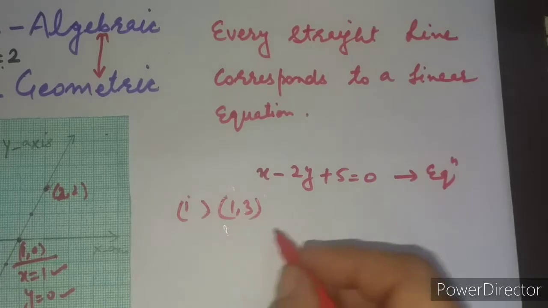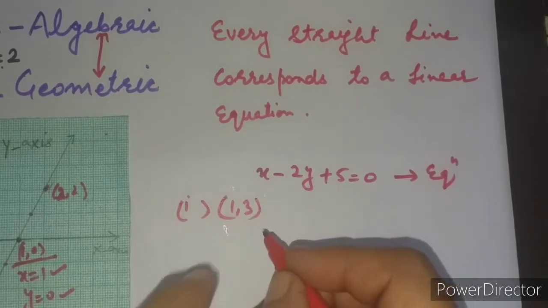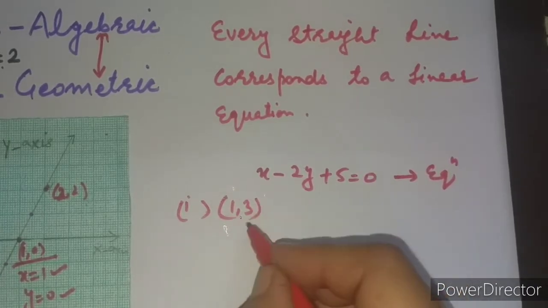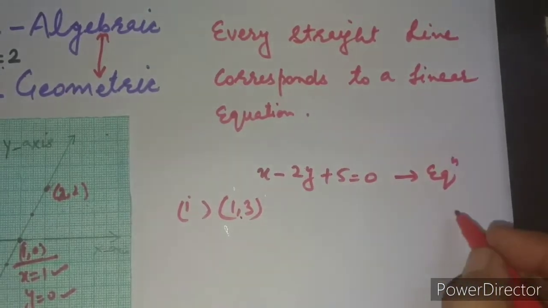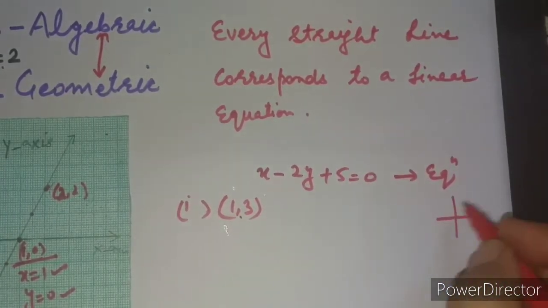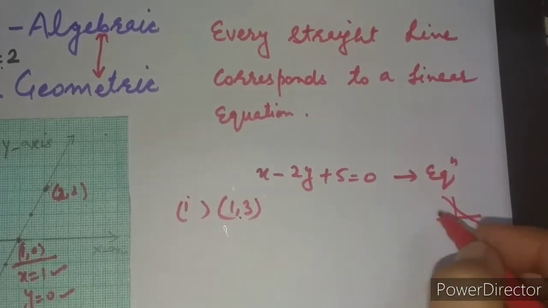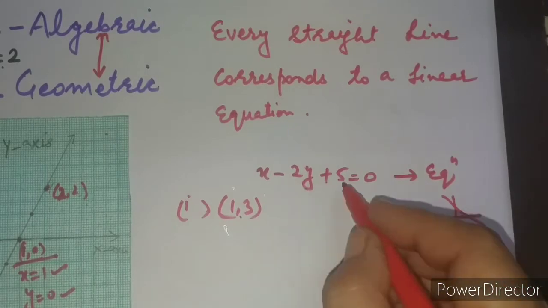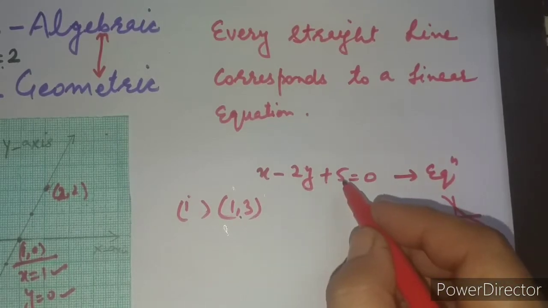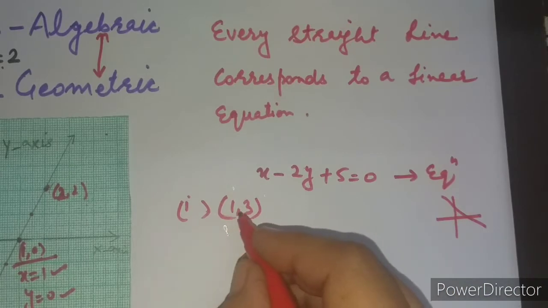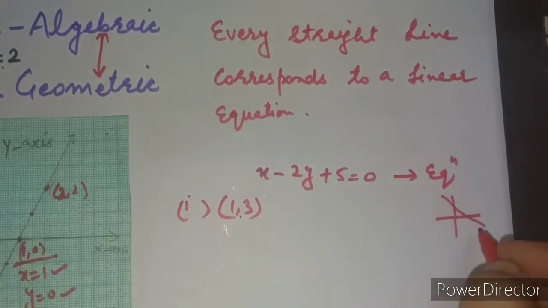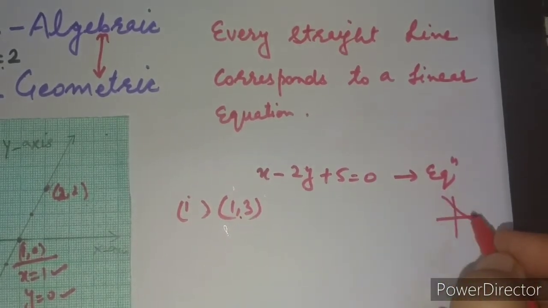What I am going to do is check whether this point lies on this line or not. Which line? This line. When I draw the graph, the equation may come up like this also, any kind of straight line we will get on the graph paper. Now I want to check whether this point (1, 3) lies on this straight line or not.